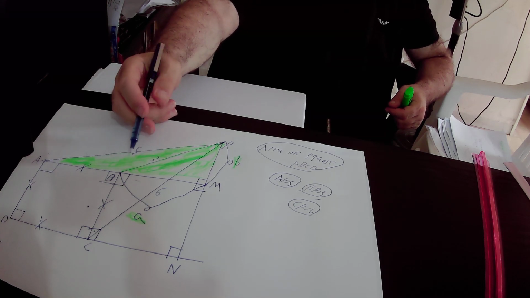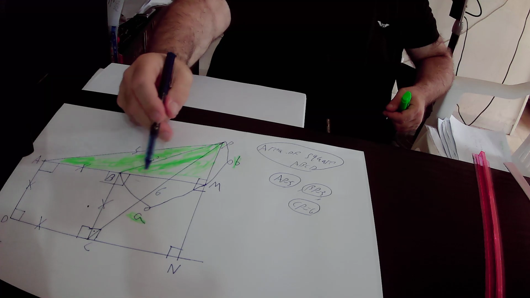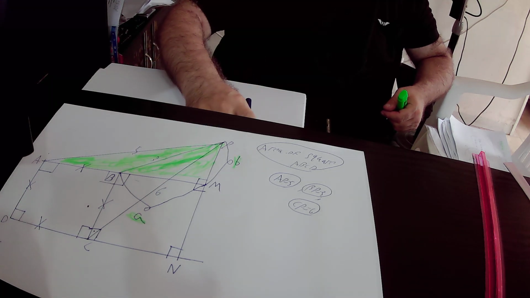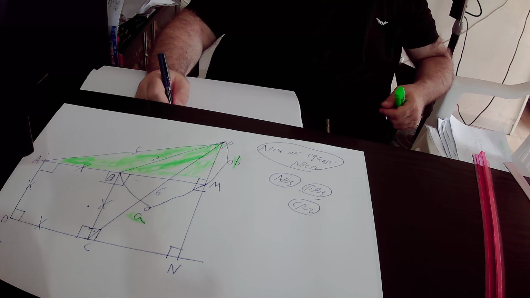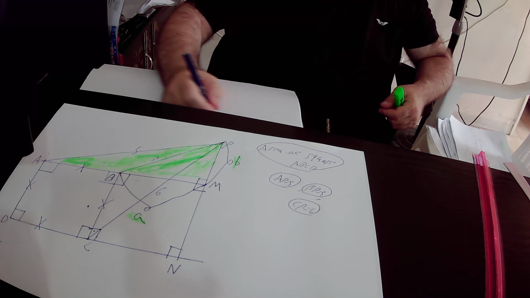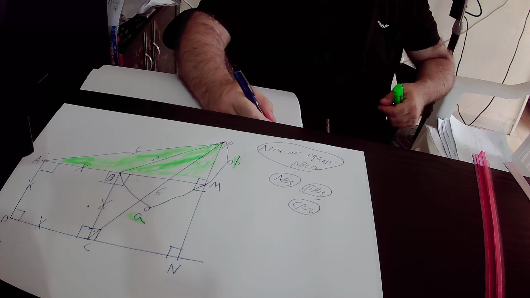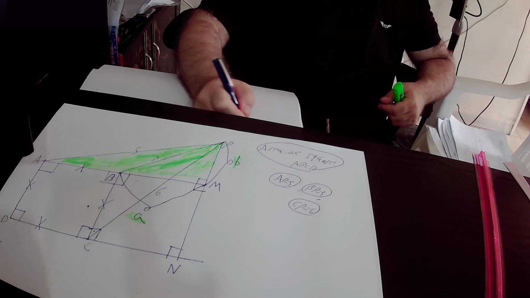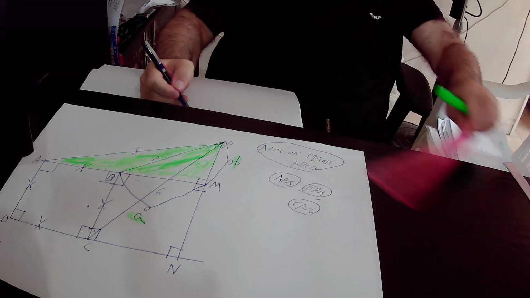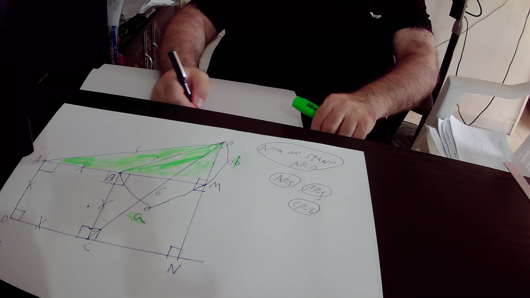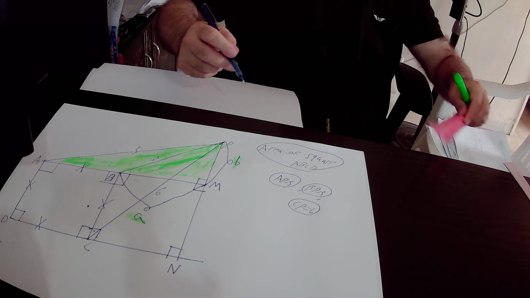Here we already found out that quadrilateral BMCN has 4 right angles. Therefore, quadrilateral BMCN is a rectangle, because it has 4 right angles. But we also know that the opposite sides of a rectangle are equal to each other.